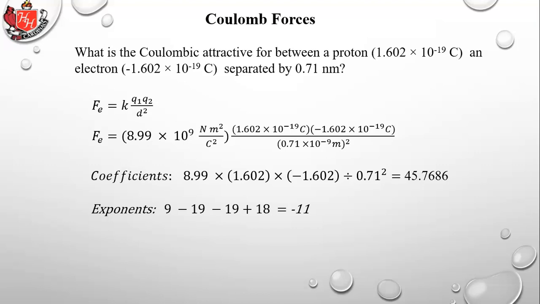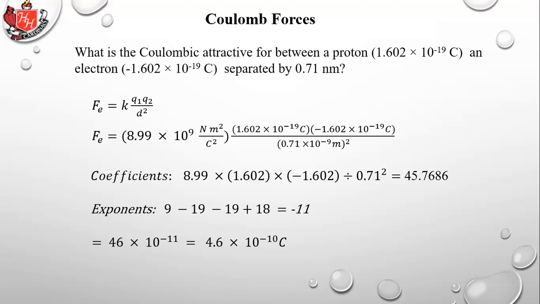But remember, when you divide by a number on the bottom, the exponent changes sign. So that negative 18 becomes positive 18. Since it's on the bottom, it's minus negative 18. That's the point. So that becomes plus 18. When you add all of those together, you get negative 11.